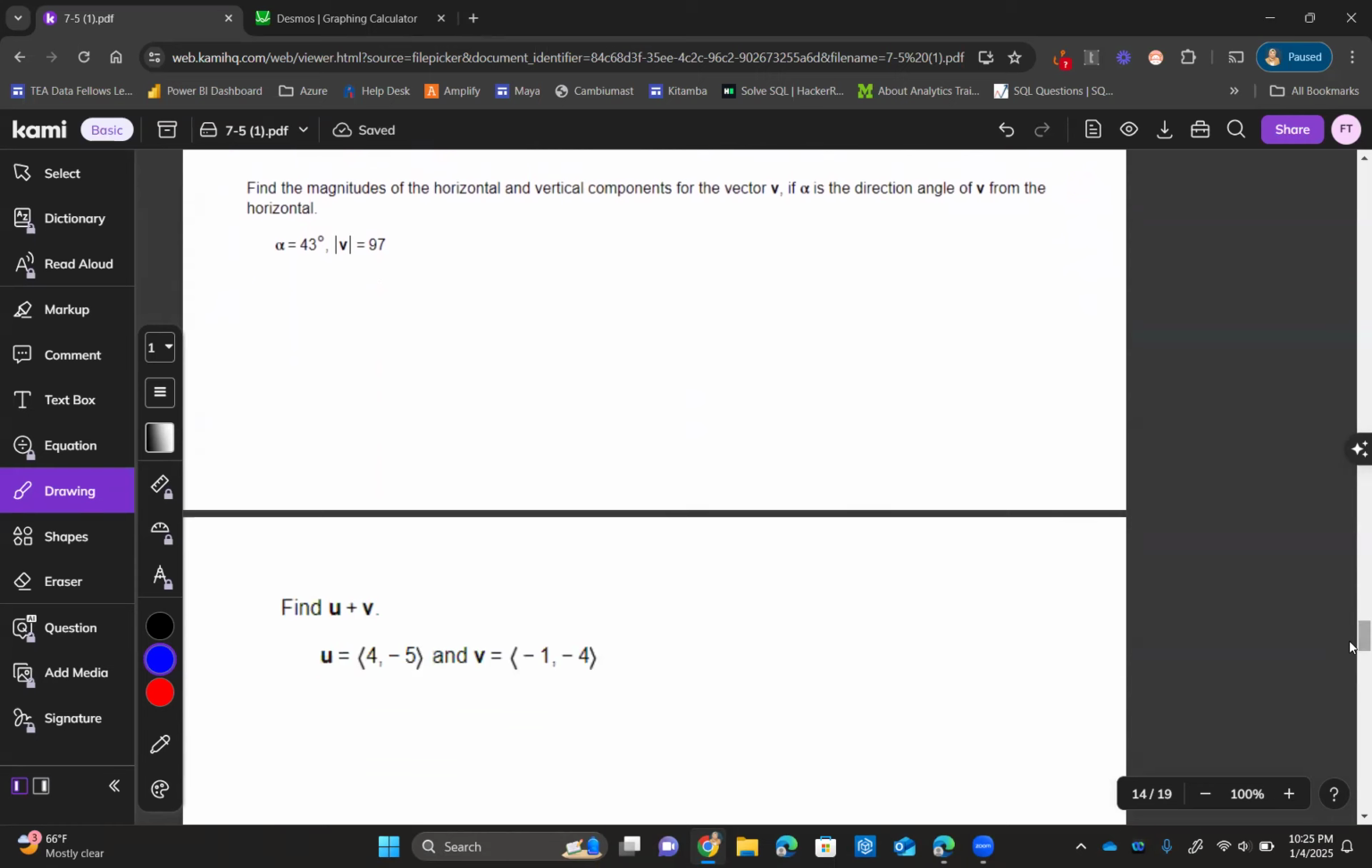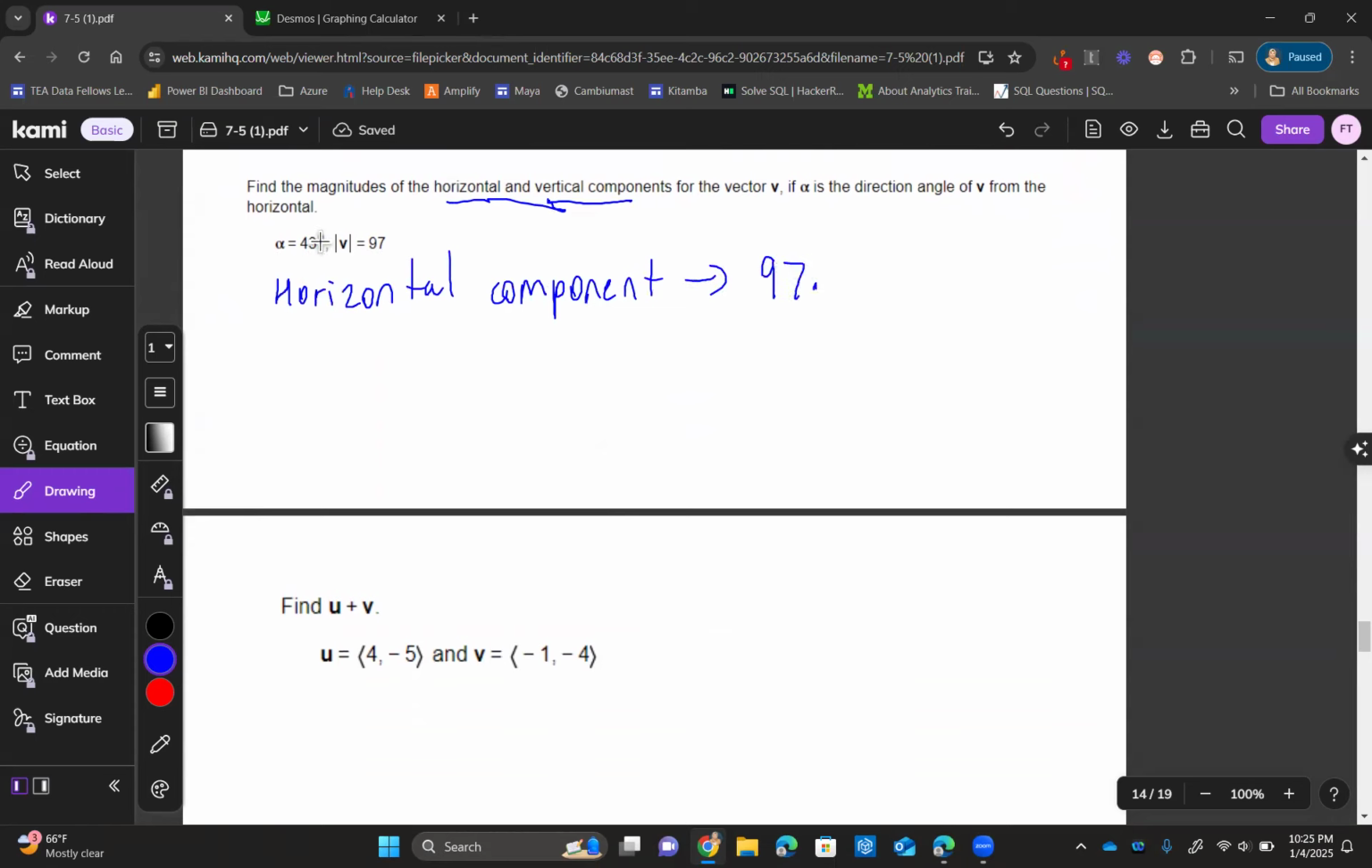Another homework question that I copied here asks us to calculate the horizontal and vertical components of this vector. Its direction angle is 43 degrees and its magnitude is 97. So the horizontal component is, we're going to multiply its magnitude by the cosine of the given angle. And all you have to do is type this expression into the calculator and you will get the answer. Just make sure that your calculator is in degrees mode.